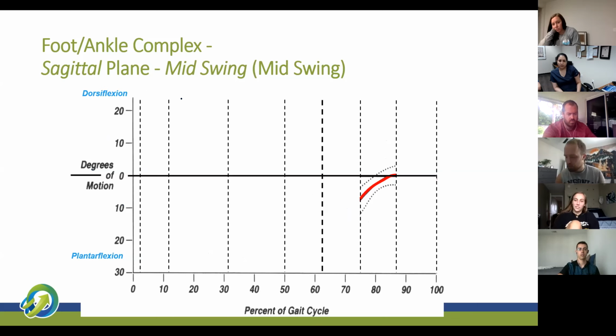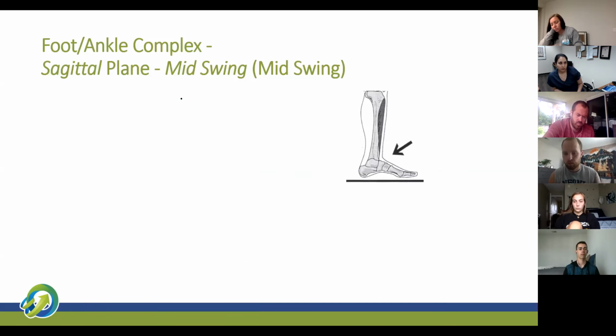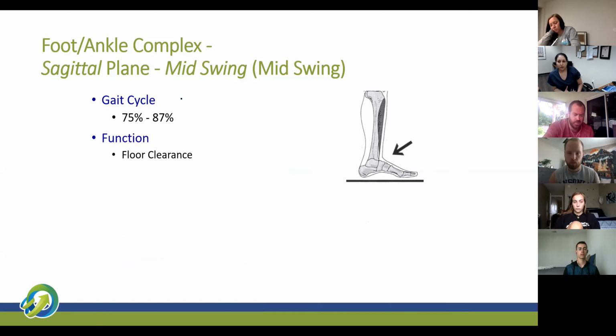Okay, and what Miss Emily said, it's still concentric, and it's going from what looks like about 20 degrees into neutral. So it's going to be, again, the dorsiflexors that are going to be more so activating. Okay, mid-swing, it's about 75 to 87% of the gait. And this important function is to have foot clearance.